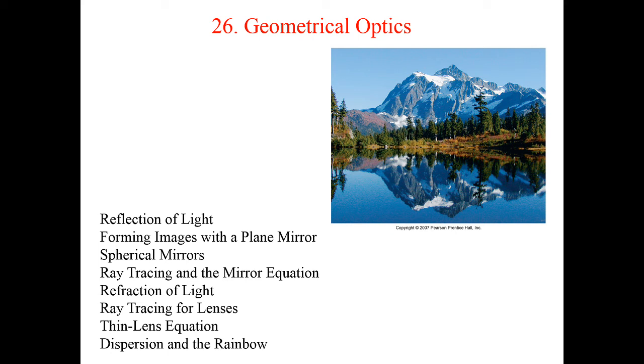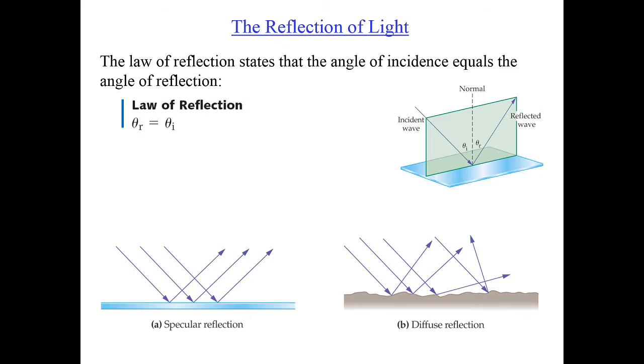So in this picture, we see that light bounces off of a lake, and it results in an image that looks exactly like the mountain, only flipped upside down. So we'd like to understand how does this happen. To start with, we want to study plane mirrors. So plane as in a flat mirror, P-L-A-N-E.